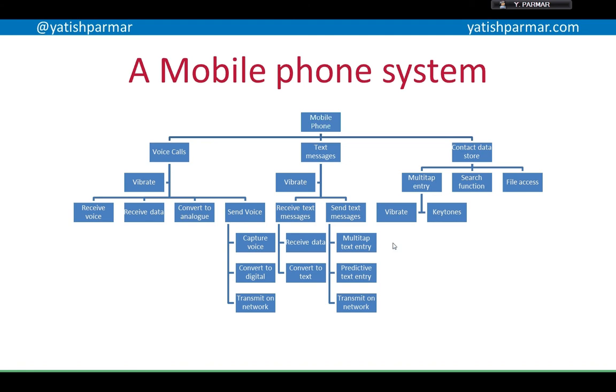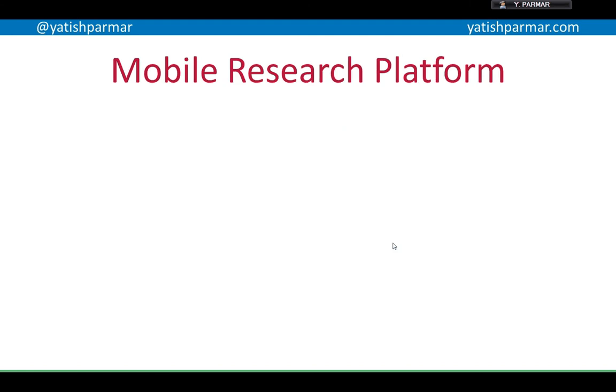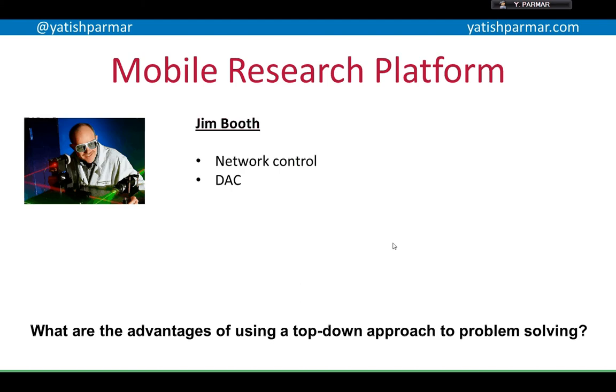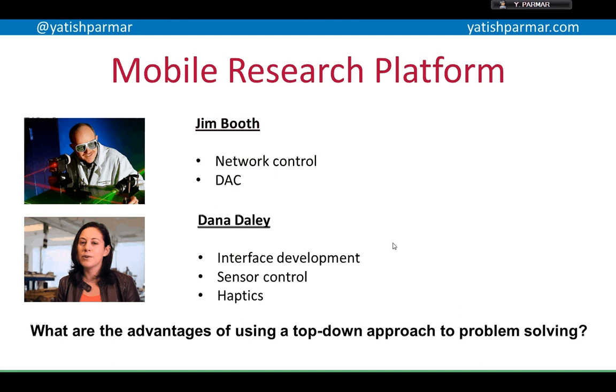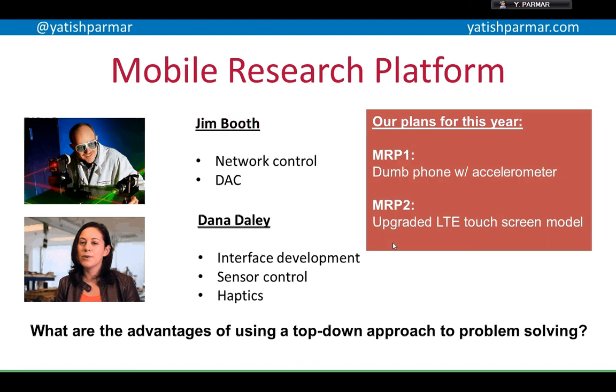So you will have noticed that some of it is repeated. If I imagine we're working for this fictional company, and we've got two people working for us, this guy Jim Booth and this girl Donna Daly. You can see these are their areas of expertise, and this is what we want to do this year. This year we want to have a dumb phone with an accelerometer, and then we're going to create a super duper upgraded version, which runs on LTE and has a touchscreen, etc.